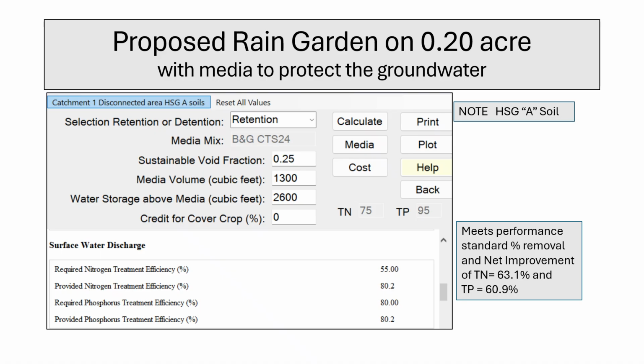The results here are strong. The rain garden achieves an average annual pollutant removal of 80.2%, which exceeds both the specified removal thresholds and the net improvement requirements. Specifically, the design meets the performance standard for total nitrogen at a net improvement of 63.1% and for total phosphorus at 60.9%. So not only does this configuration protect the groundwater through the sorption media, it also delivers meaningful pollutant reduction that satisfies the regulatory benchmarks for this 0.20 acre site.